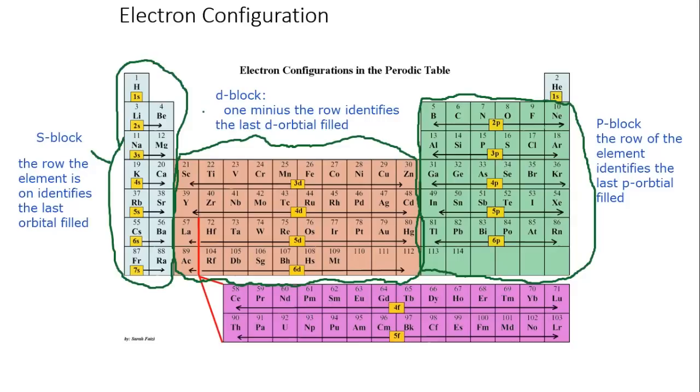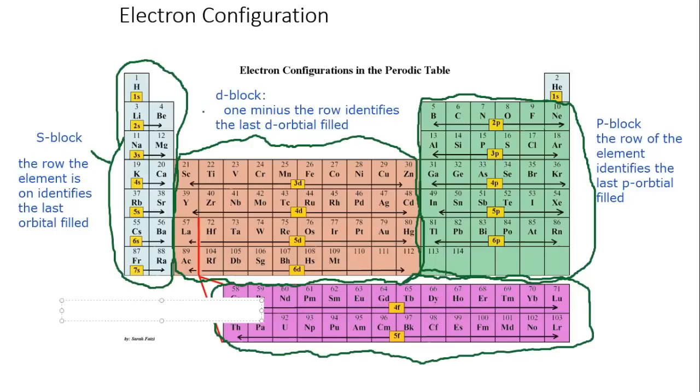And then lastly, this purple section over here is called the f block. And for the f block, the row it's on, or period, minus 2 identifies the last f orbital filled.